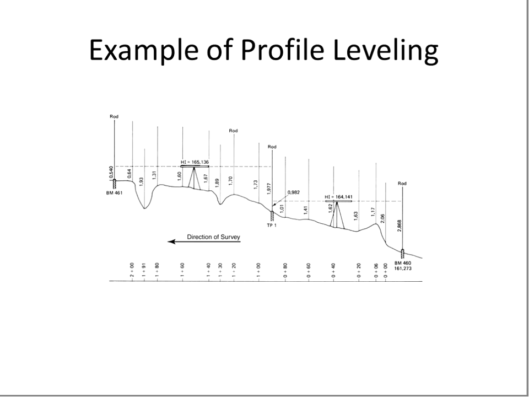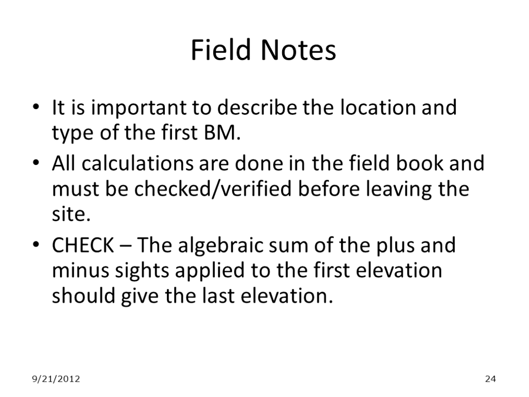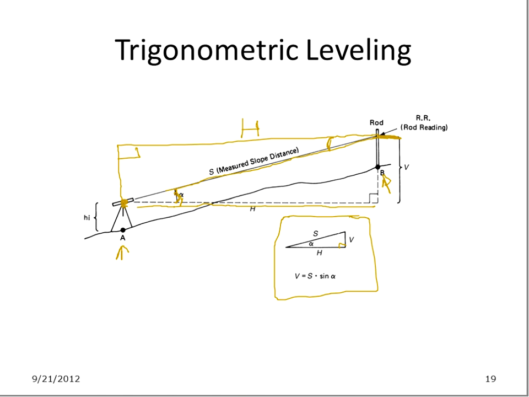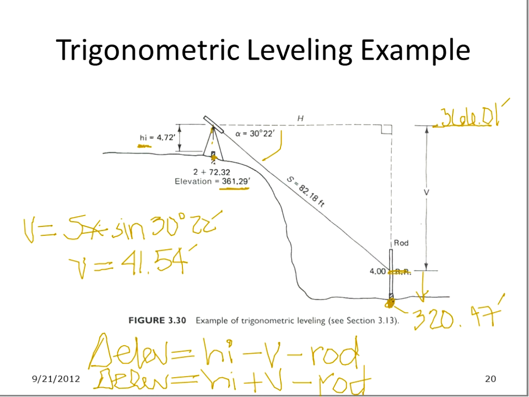How do you find the stationing chainage of a lower station? Aha, let's go back. Excellent question, Josh. Let's go back here to our picture. Here we go. Here's the stationing right here. Actually, I'll put this in a different color. Here's the stationing there, 2 plus 72.32 of this point.